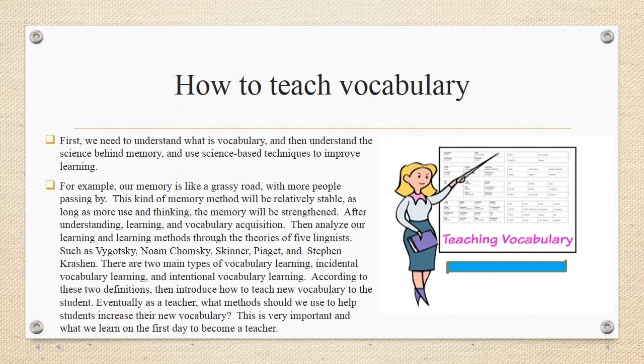There are 2 main types of vocabulary learning: incidental vocabulary learning and intentional vocabulary learning. According to these 2 definitions, we then introduce how to teach new vocabulary to students. Eventually, as a teacher, what methods should we use to help students increase their new vocabulary? This is very important and is what we learn on the first day of becoming a teacher.